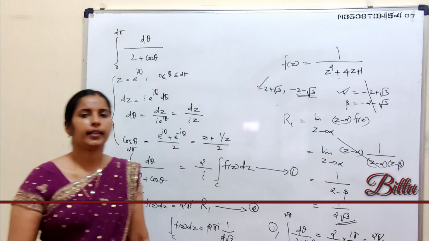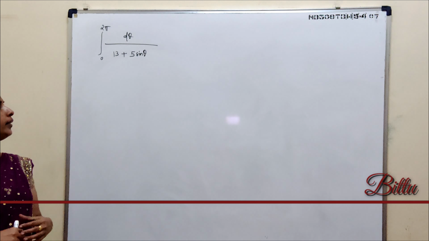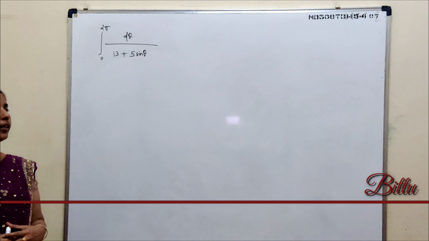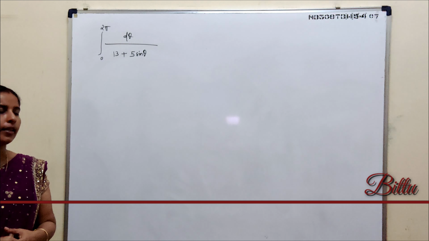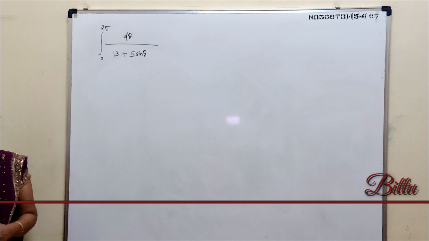The answer of the given integral is 2 pi by root 3. Next consider the integral from 0 to 2 pi d theta by 13 plus 5 sin theta. This is a previous university question and our first question was a repeated university question.